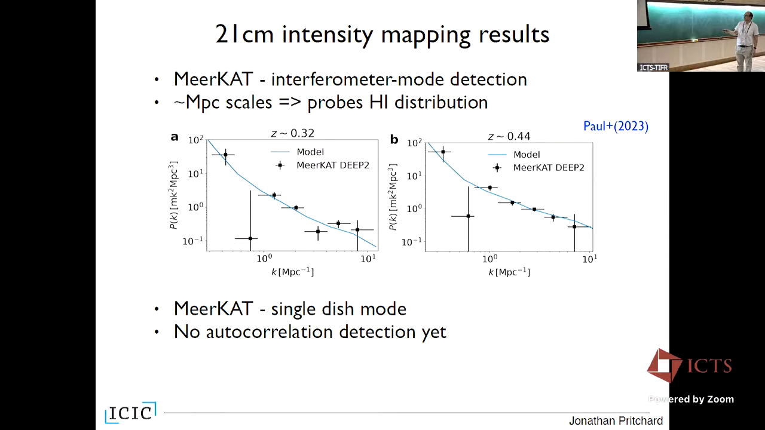These are on the small scales, probing that turnover from the shot noise into the clustering signal. In the single dish mode, there hasn't been a detection yet. This is the challenge of making an autocorrelation detection. You really need to understand your instrument very well and remove the foregrounds very well, all of the same kinds of problems that come up for the epoch of reionization experiment.